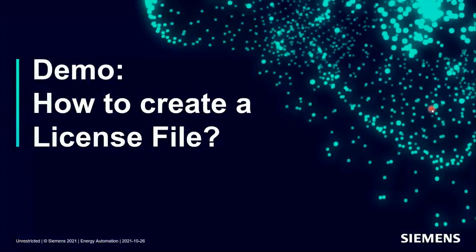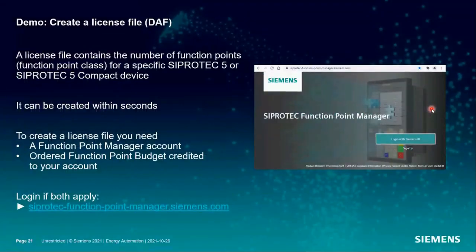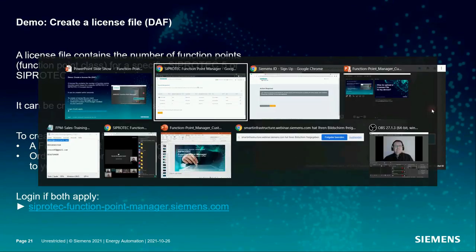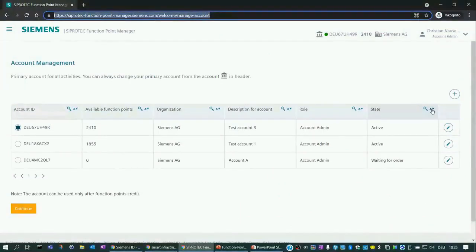Now I would like to show you how to create a license file. So remember, the license file contains a number of function points for a specific device. It can be created within seconds, and you just need the account, and you have to order a function point budget. And if you had to do this, then just enter to the function point manager account. I already did this.